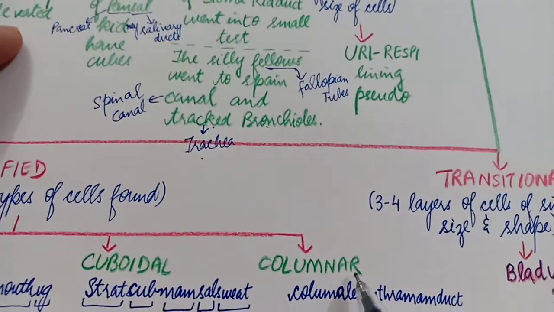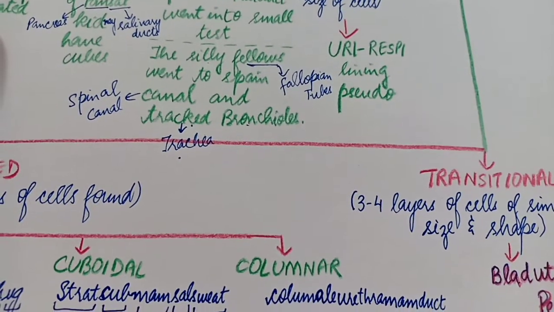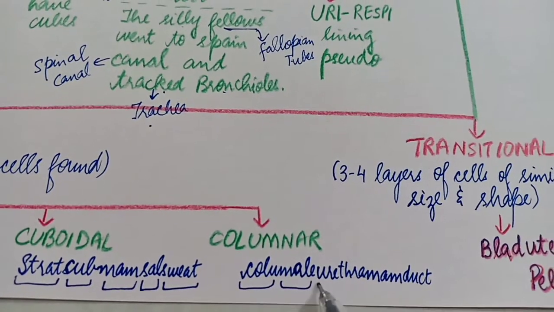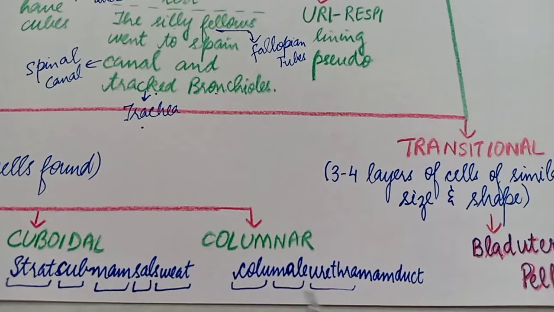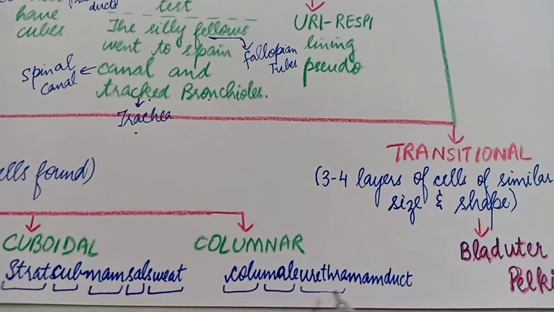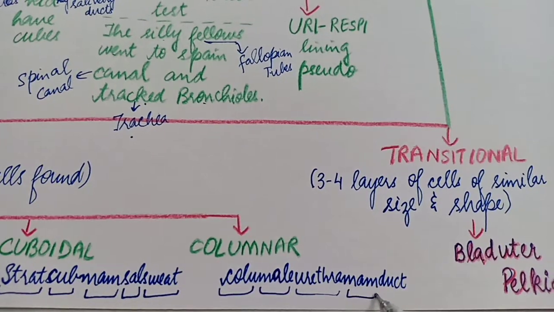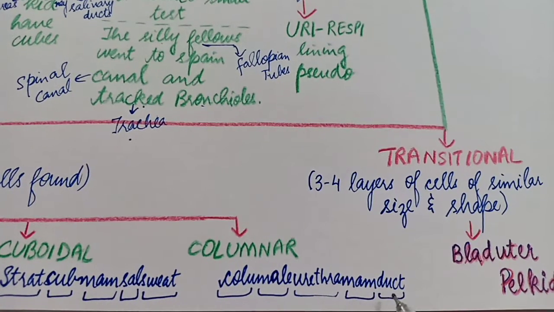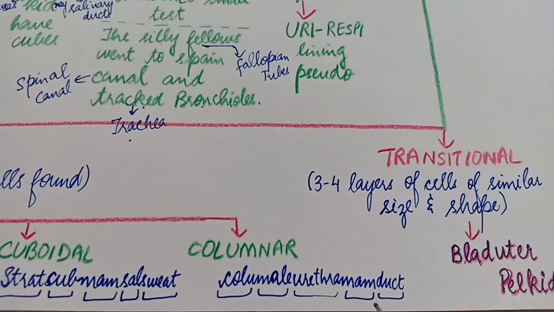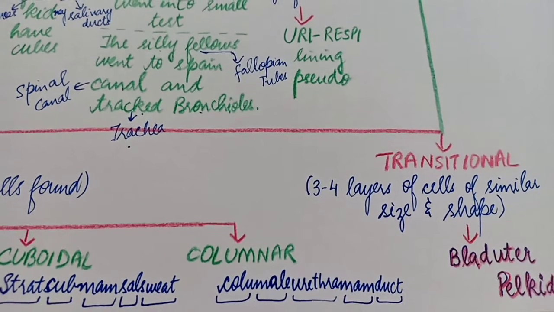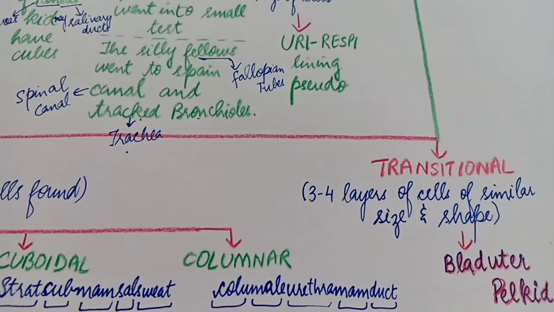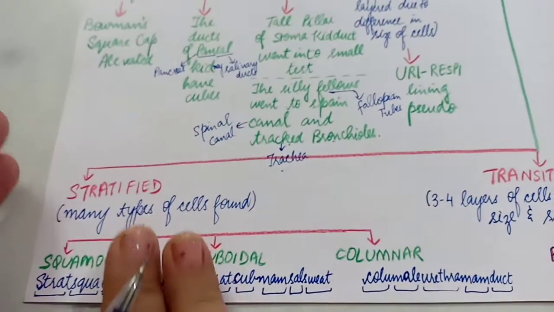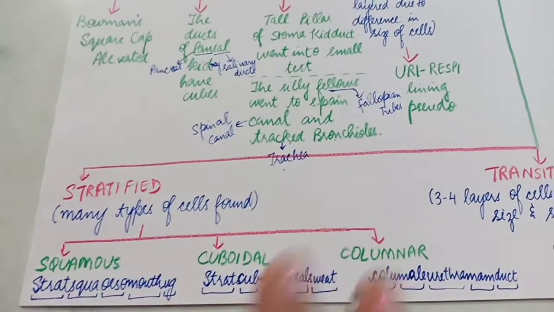Last in this is columnar stratified. Colu is for columnar. Male urethra. So columnar stratified is found in male urethra, and mam is mammary duct. It is found in male urethra and mammary ducts. Okay, mammary, everyone knows, that is mammary glands, found in mammals. So these are the shortcuts to learn the examples of the subtypes of stratified compound epithelial tissue.